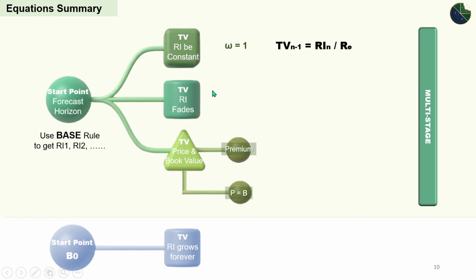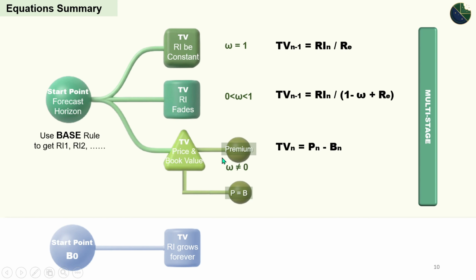Scenario 2, decaying II. The question gives you a specific omega, like 0.1 or 0.6. Don't overthink it. Just use our modified GGM formula. Remember the denominator? It's RE minus g prime, or 1 minus omega plus RE.